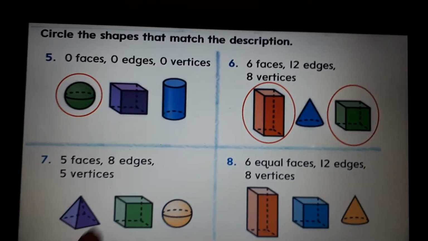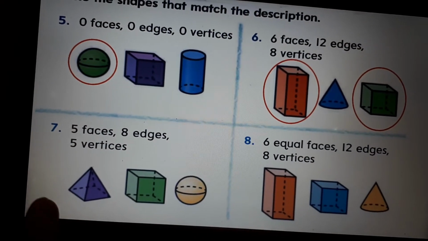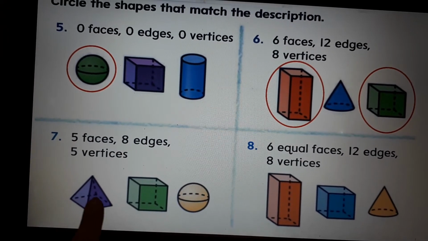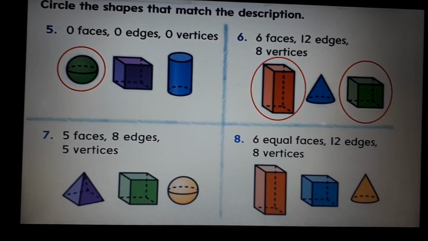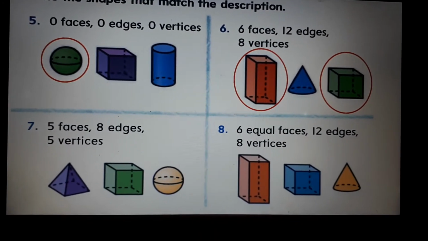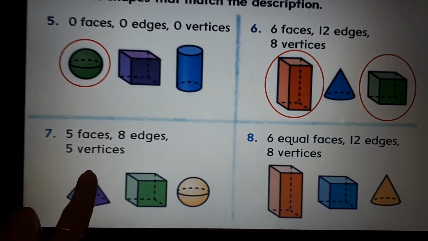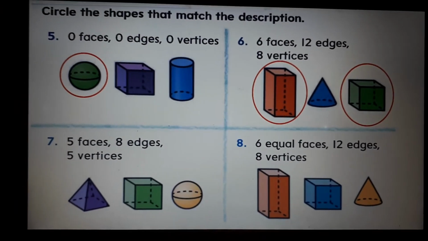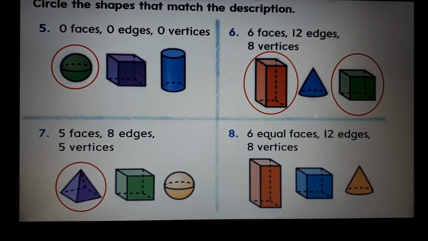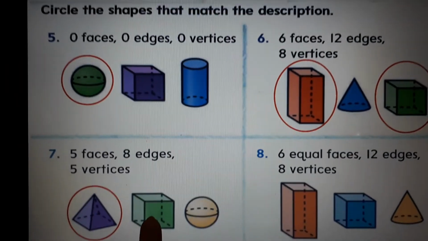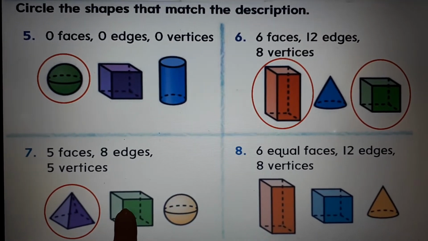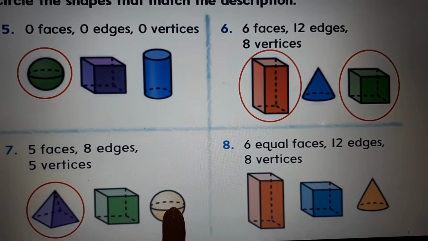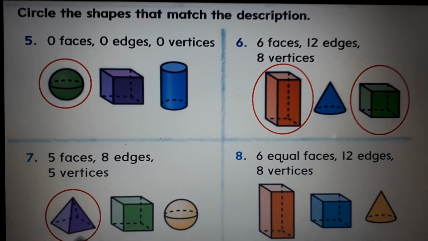You see? Here I have 5 faces, 8 edges, 5 vertices. You see here? This pyramid is different from the pyramid on the page before. Here I have a square base, not a triangle one. So it's pyramid. The cube has 6 faces, 12 edges, 8 vertices. The sphere has 0 faces, 0 edges, 0 vertices. So the answer will be pyramid.